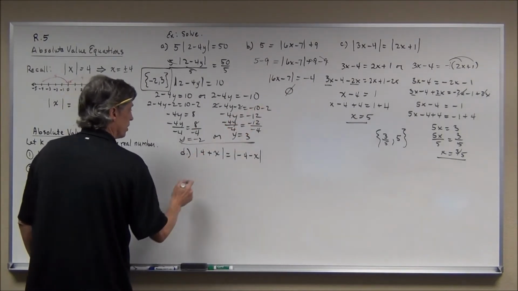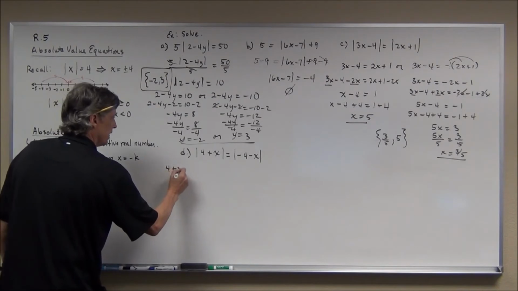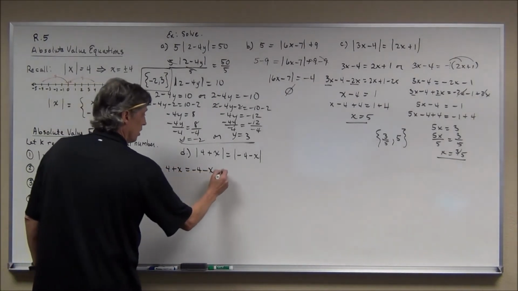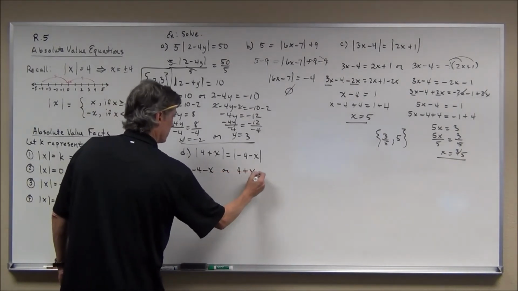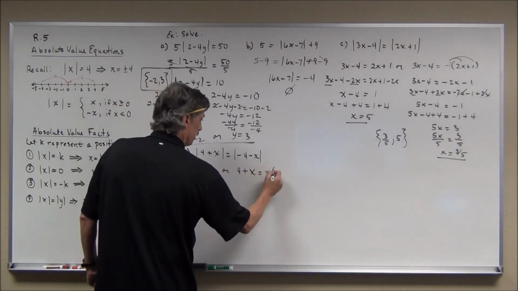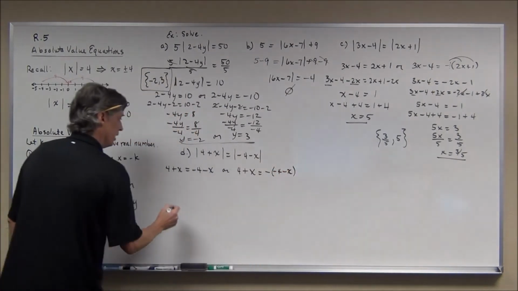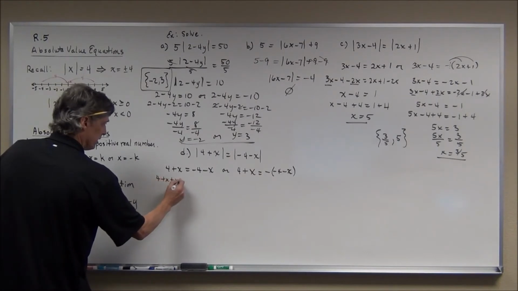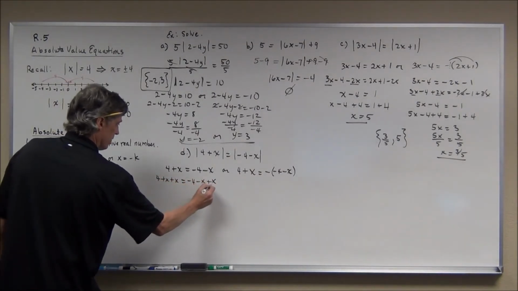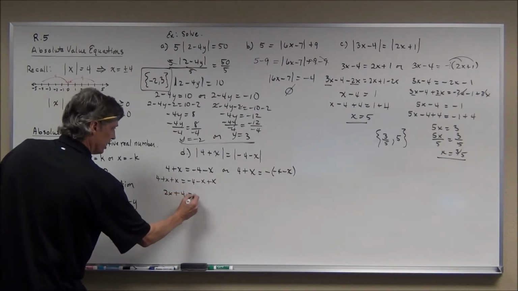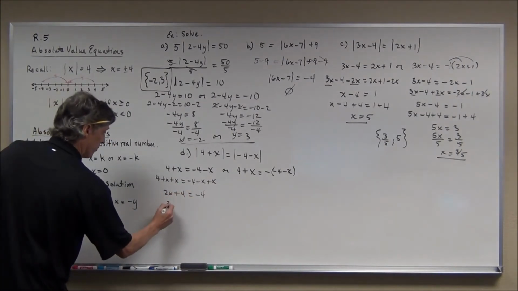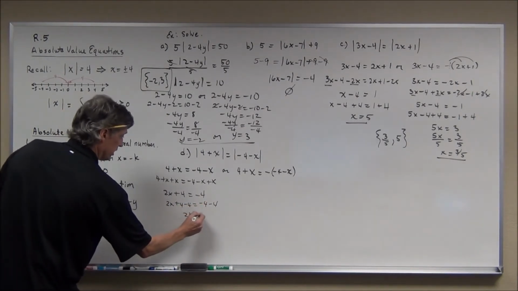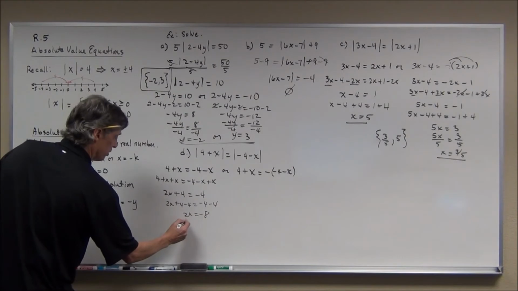Now I'll go through the steps really quickly. This is going to give me 4 plus x is equal to the opposite of negative 4 minus x. Or here I'm going to have 4 plus x is equal to the opposite of that, which should be written this way. So here I'm going to add x to both sides, and I have 2x plus 4, kind of changing the order around a little bit. I'm going to subtract 4 from both sides, and I have 2x is equal to negative 8, and then I'm going to divide through by 2.